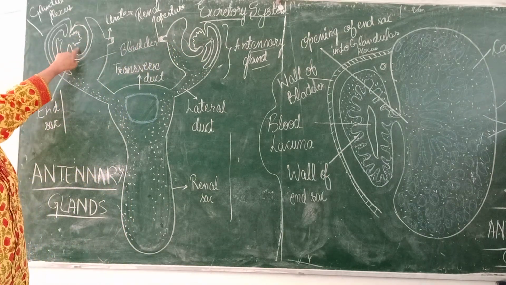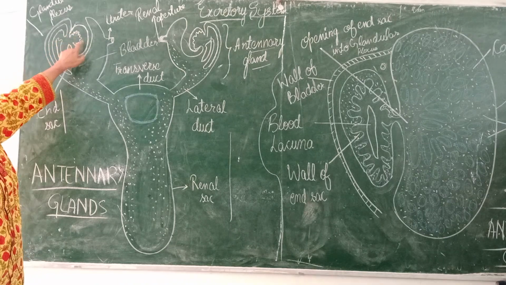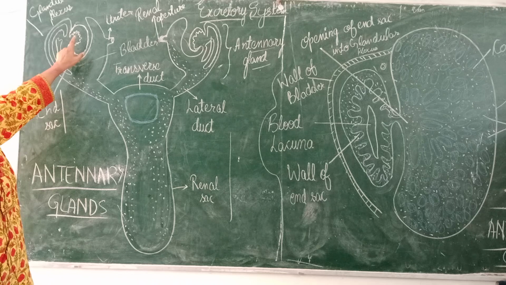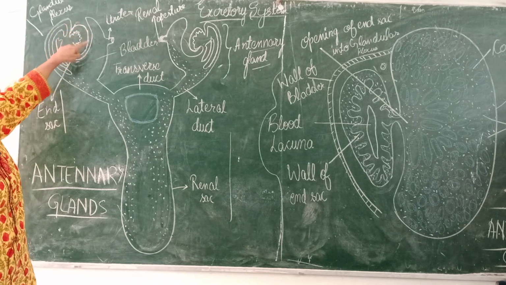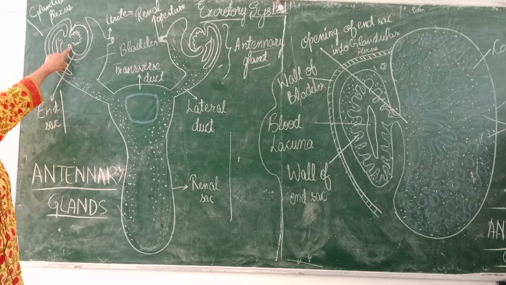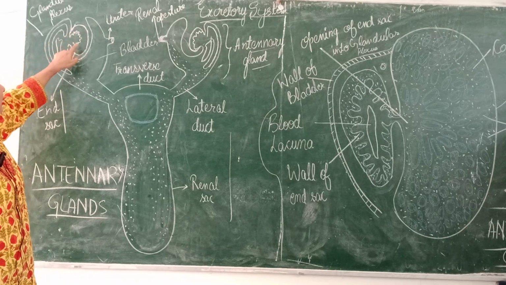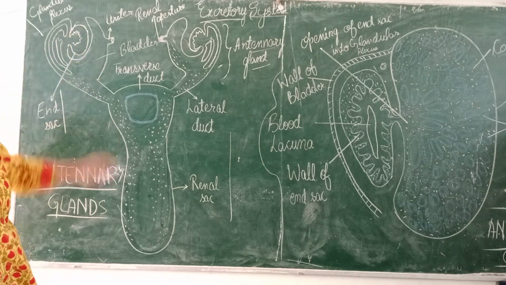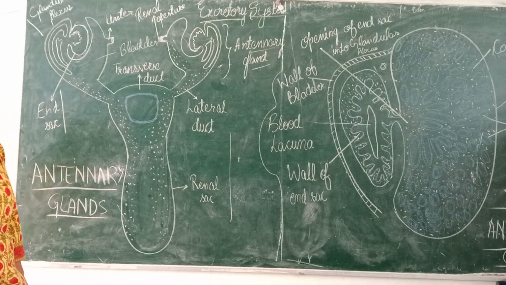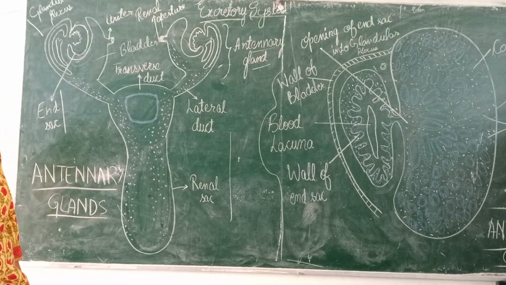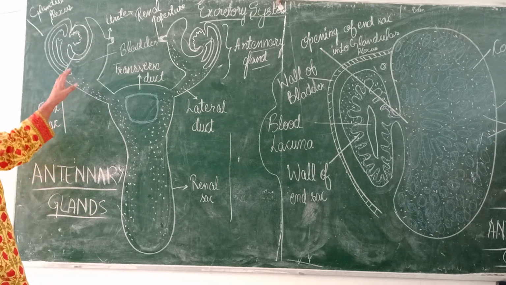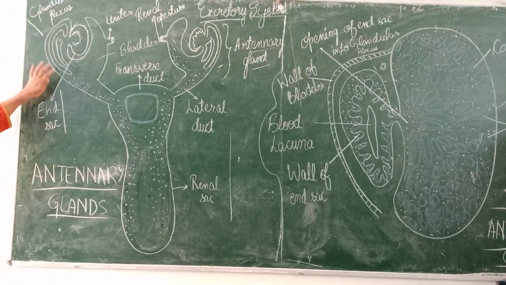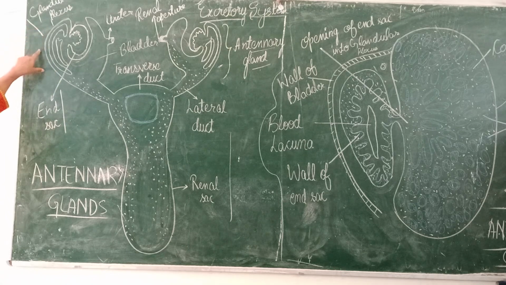This end sac is a double cup-like structure. Its outer membrane is smooth, and its inner membrane is convoluted, and it contains huge blood sinuses, blood lacunae. Clear? Outside that is the glandular plexus.